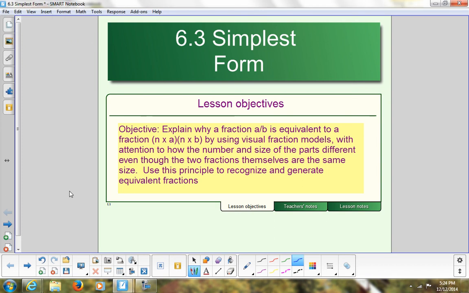Okay, so tonight we're going to be looking at making fractions into their simplest form. Simple means easy, so we're going to break them down to the lowest form that we can. Our objective stays the same. We're going to explain why fractions are equivalent to other fractions by using fraction models with attention to how the number and size of the parts differ, even though the two fractions themselves are the same size. Use this principle to recognize and generate equivalent fractions.